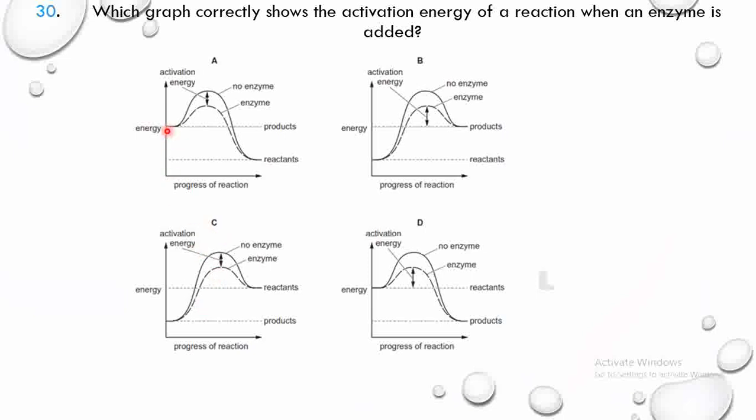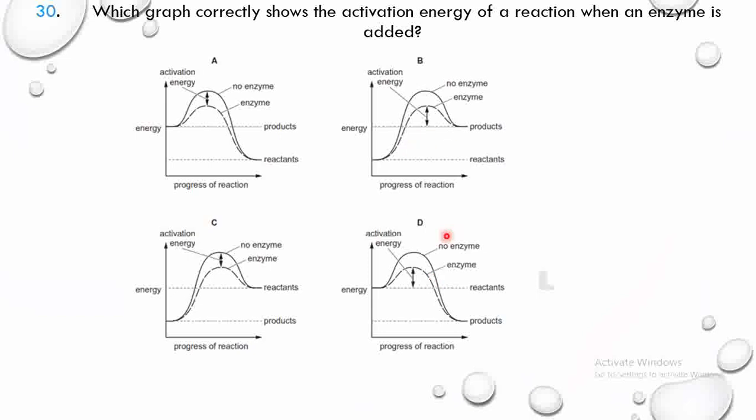So you see, product is there. They show product here, which is wrong. So reactant should be here. Product should be here. So you see, reactant, and of course, product should also be at this side of the reaction. All right. So A and C are wrong.